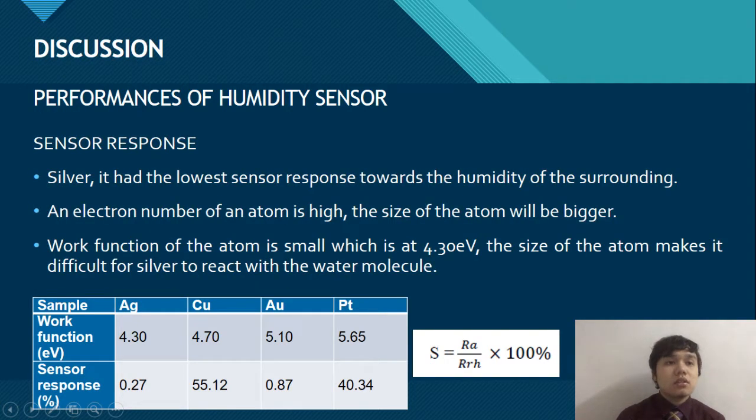Other than that, silver shows a lower sensor response toward the humidity of the surrounding. This is because when the electron number of an atom is high, the size of the atom will be bigger. When the work function of the atom is small, which is 4.30 eV, the size of the atom makes it difficult for silver to react with the water molecule.